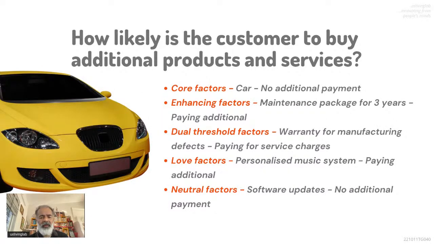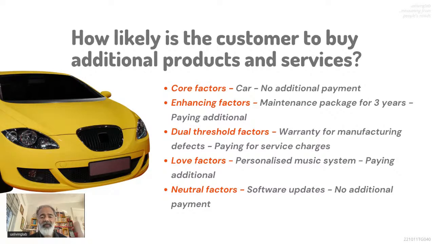Same case with the automobile, you can think about the core factors. The customer is buying the car, so he is not ready to pay anything additional for the car because he already selected a car. Then enhancing factors: the maintenance package for 3 years, paying additional. That is, the customer is ready to pay additional for a maintenance package for 3 years. It's a lump sum payment for maintenance for 3 years. Dual threshold factors: warranty for manufacturing defects, paying for services. Look into that. Love factors: personalized music system, paying additional.